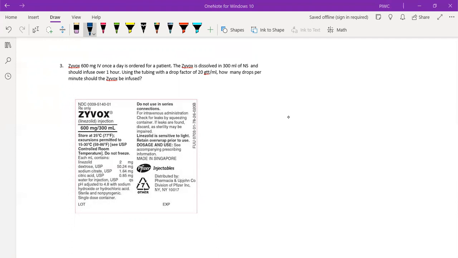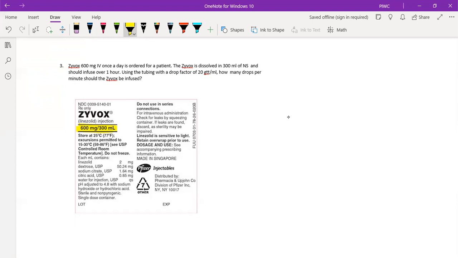And we're given the label. That's the label over here. There are certain important things that you have to look out for on every label. If you look at this, the important thing is the concentration, 600 mg per 300 ml. This is very important. It's one of the rates, or conversion factors, that you're going to use.